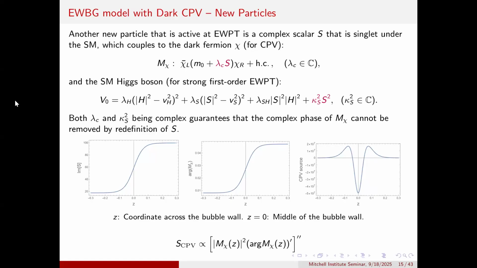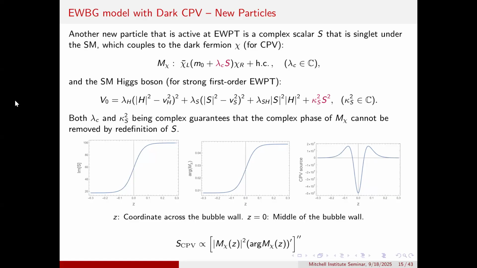For CP violation, we have to introduce this additional term, which has a complex coefficient. So then we have two complex coefficients here, which guarantee that the phase of the mass term of chi cannot be removed by redefinition of S.